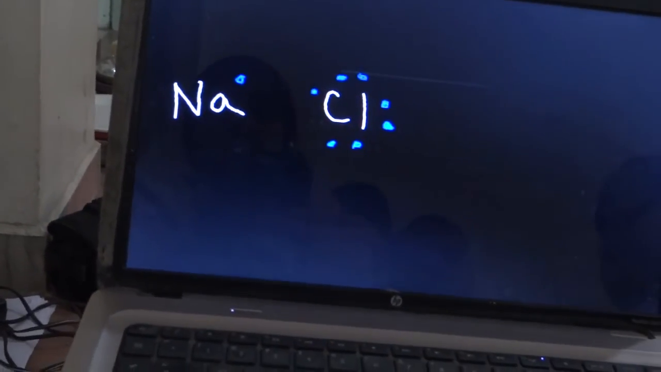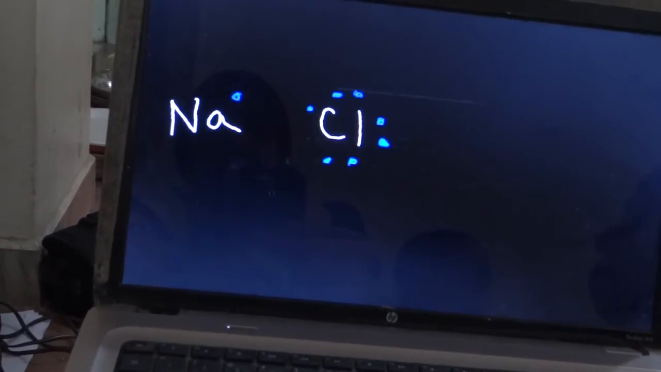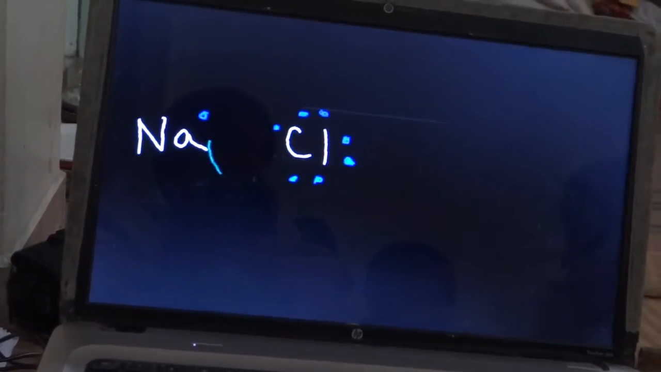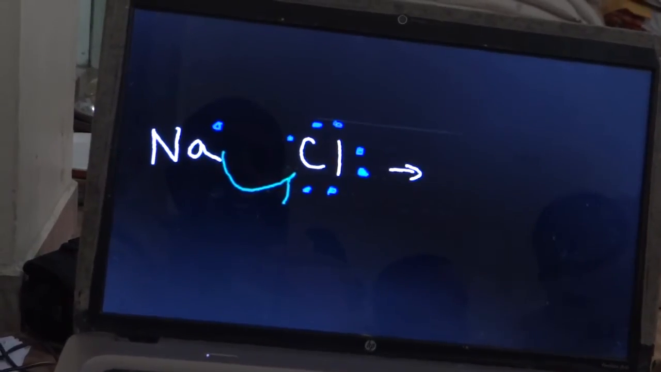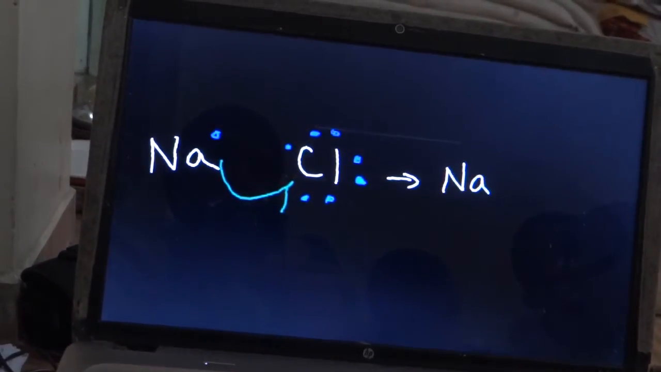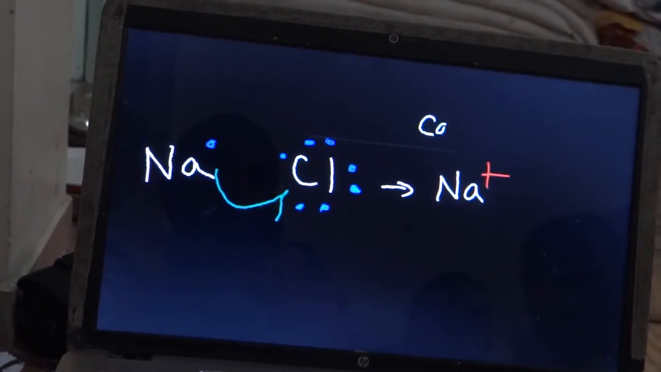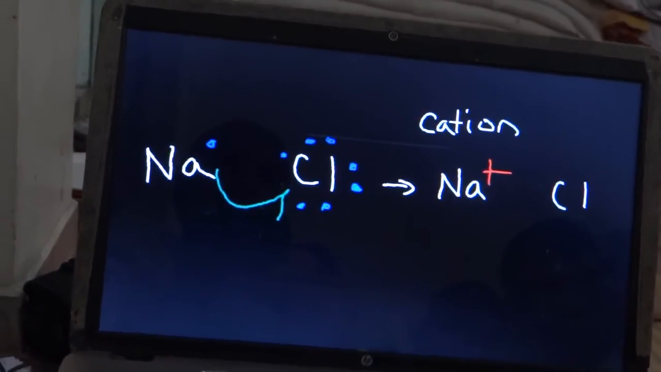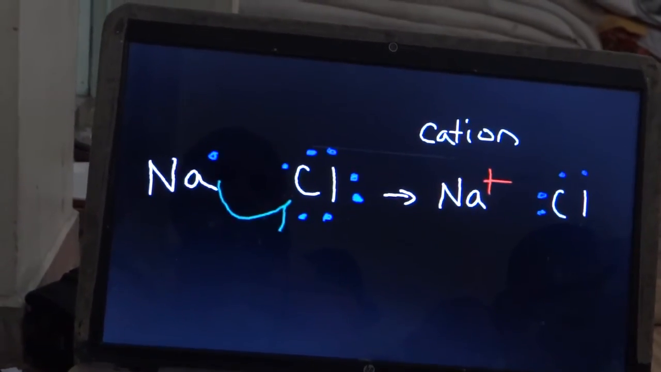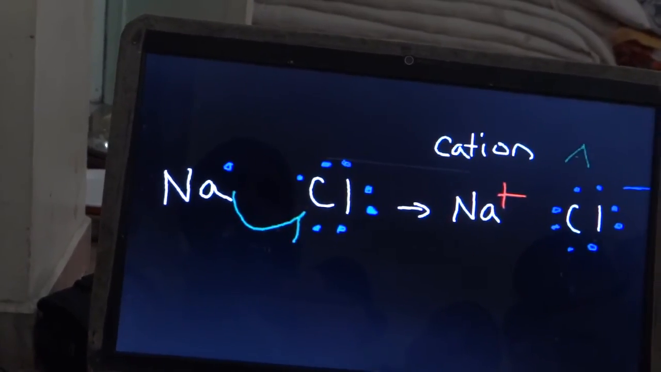Valence electrons. Now, as we mentioned before, metals like to give away their electrons. Non-metals like to acquire electrons. So sodium is going to give away its 1 electron to chlorine. When sodium loses that electron, it becomes a positively charged cation. Chlorine, on the other hand, now has 8 valence electrons, and so it becomes a negatively charged anion.